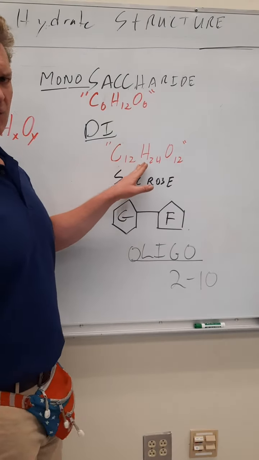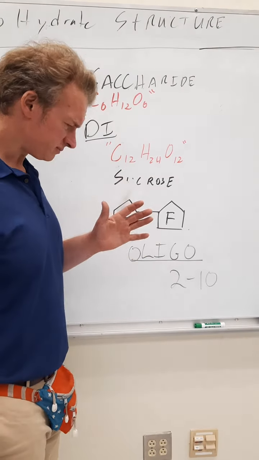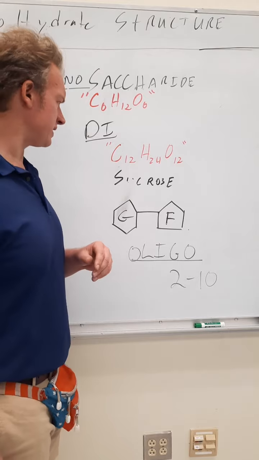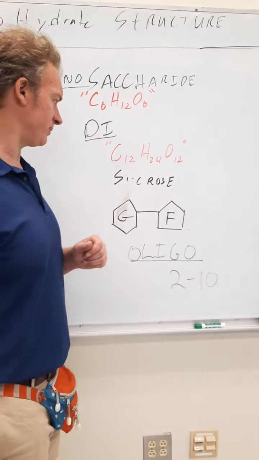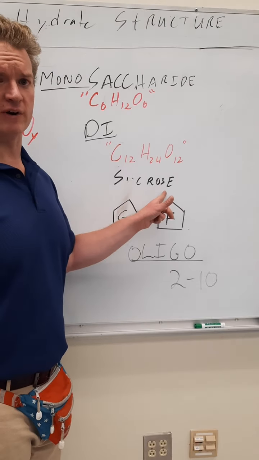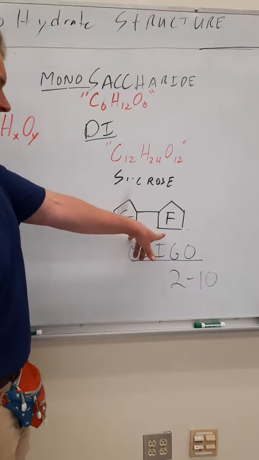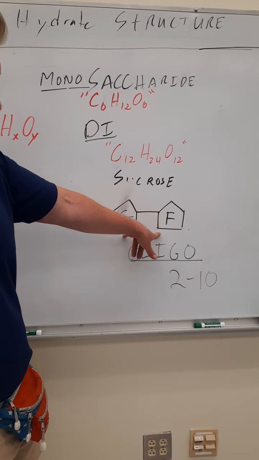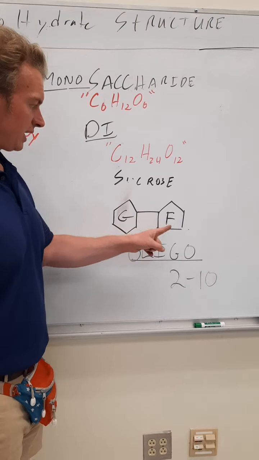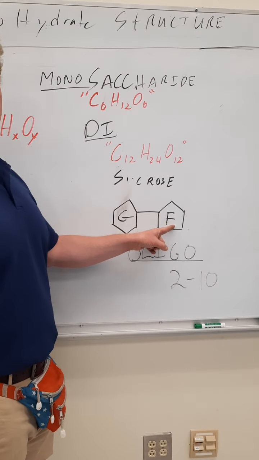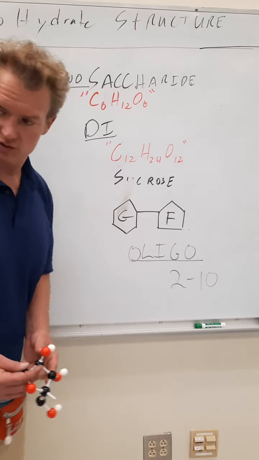A disaccharide can be identified from the formula C12H12O12. It's got 2 units in there. It's not actually precisely what the formula is right there, but it's going to have twice as many carbons. Sucrose is a very common disaccharide. Sucrose contains 2 monosaccharides that are linked together, and one half of the sucrose is fructose, the other half is glucose.